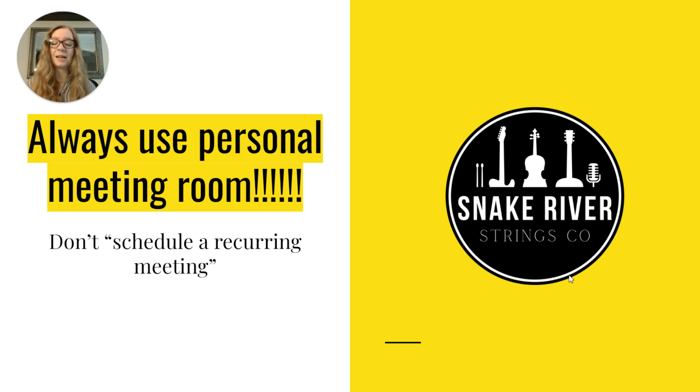When you go into your lesson and in your Zoom meeting, you want to make sure you always use a personal room. Don't schedule a recurring meeting. So when you do go to join your lesson on the app that you have downloaded, whether that be on your phone or your computer, there's a little orange button with a video icon there. Go ahead and click that and that will open up your personal meeting room for both you and the student.